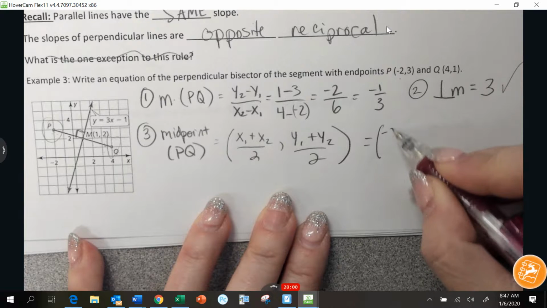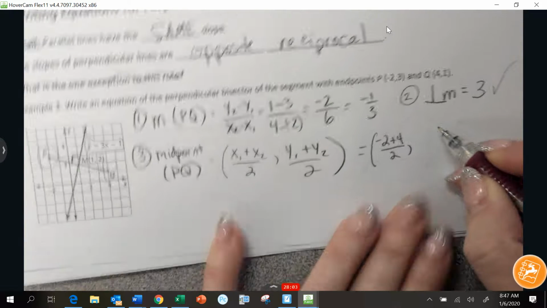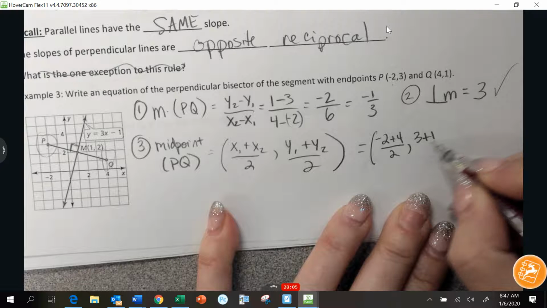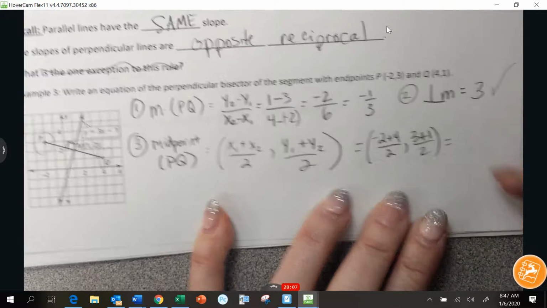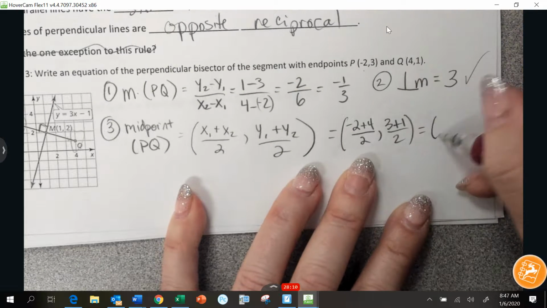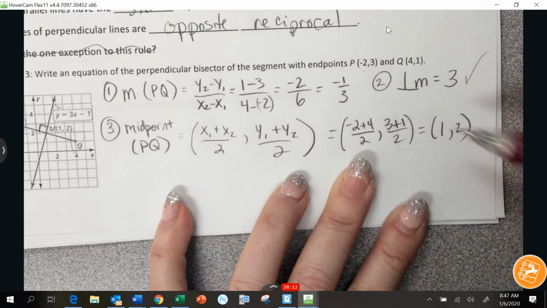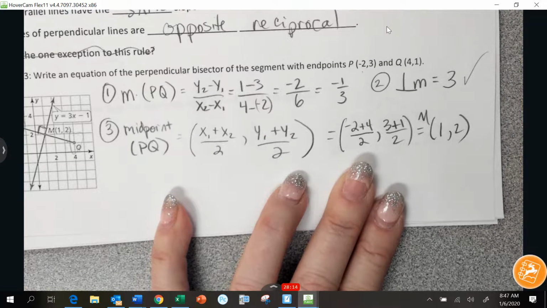So my x's are -2 plus 4. My y's are 3 plus 1. And I get my midpoint, 1, 2.